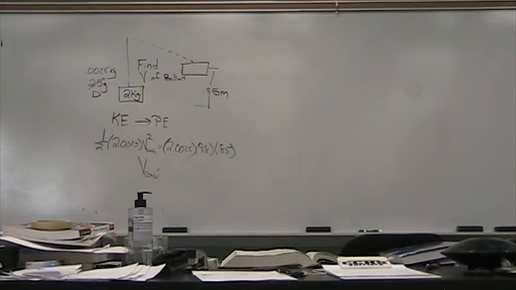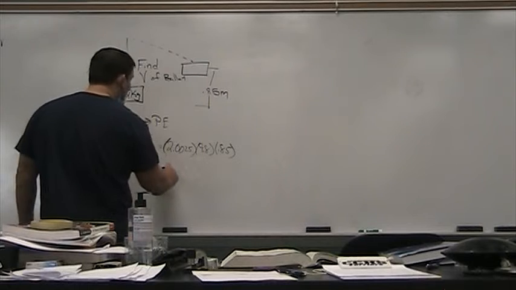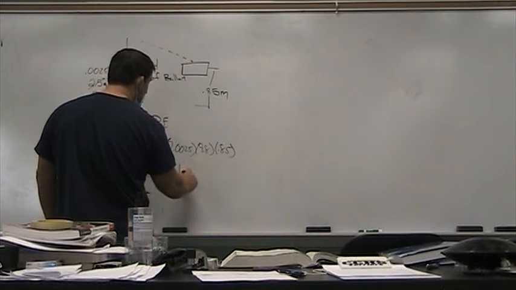Okay, what'd you get for the velocity of the combo? What'd you guys get? 4.1. You make it meters per second? Okay, y'all square rooted it, right? Yeah. Okay, so 4.1 meters per second.